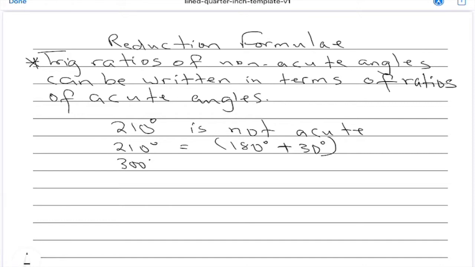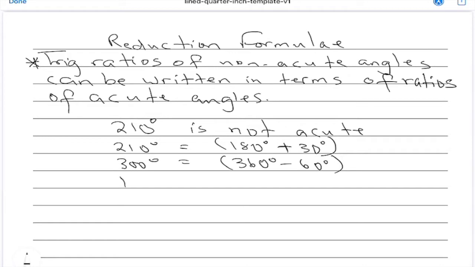Similarly, 300 degrees is not acute, but we can write 300 degrees in such a way that we actually make use of an acute angle. So we can write this, for instance, as 360 subtract 60 degrees. So 60 is acute, so 300 can be written as 360 minus 60.